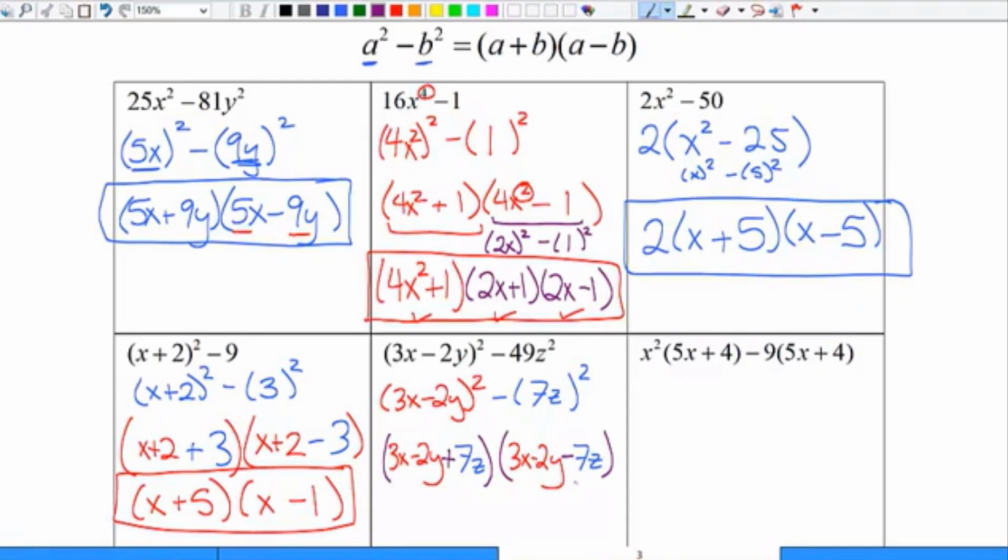Now if I could combine any like terms or factor anything else out, I would, but I can't because each term has an x, a y, and a z, and they're each different, so I can't actually keep going.